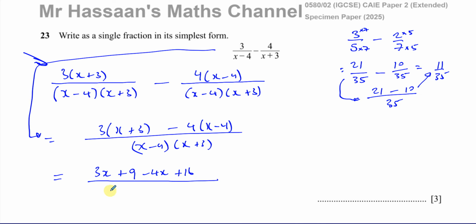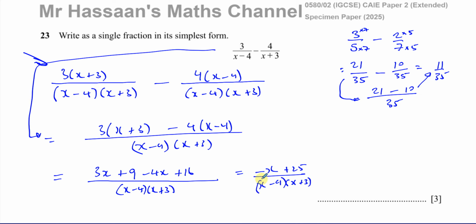And now we don't need to expand the denominator, leave it as it is. We're only expanding the numerator here so that we can simplify these terms. Now we can simplify them here. Expanding this won't help us to simplify. In fact, it might stop us from simplifying, as you'll see when we check for what to do at the end. So you have 3x minus 4x, which is minus x, 9 plus 16, which is 25, over x minus 4 times x plus 3.